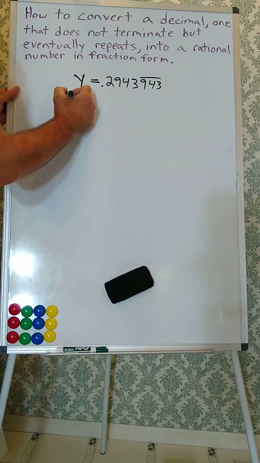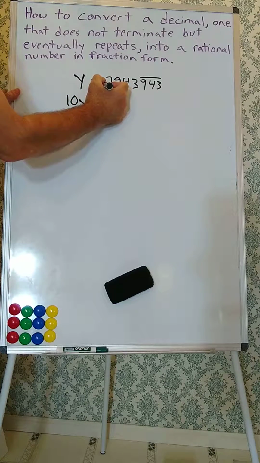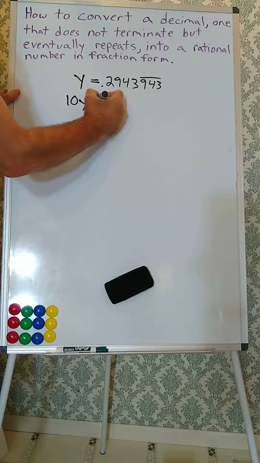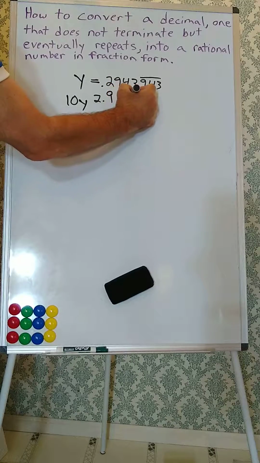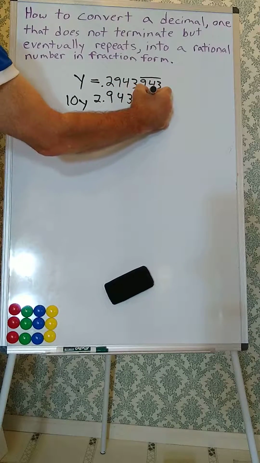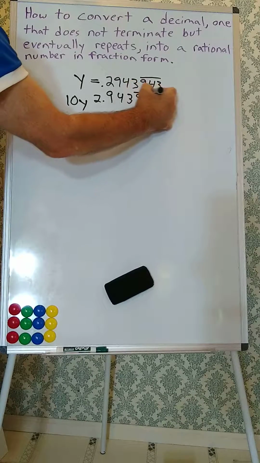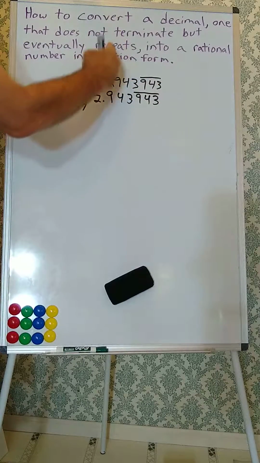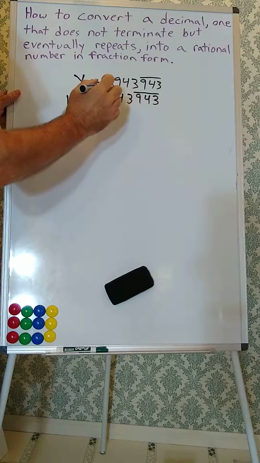So 10y. If we do 10y, it's going to move the decimal one place to the right, and we'll have the 2 in the ones place, and then 9 in the tenths, and then 4, 3, 9, 4, 3. Remember to line up place values: tenths, hundredths, thousandths, and so on.